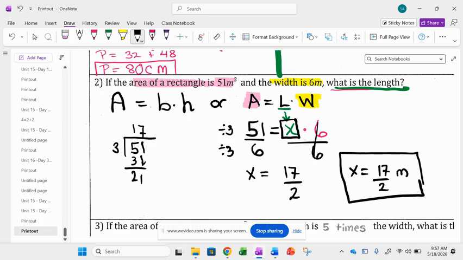How come it's not meters squared? Good, because we just found a side length. We didn't actually find the area. They told us the area to help us find the side length.